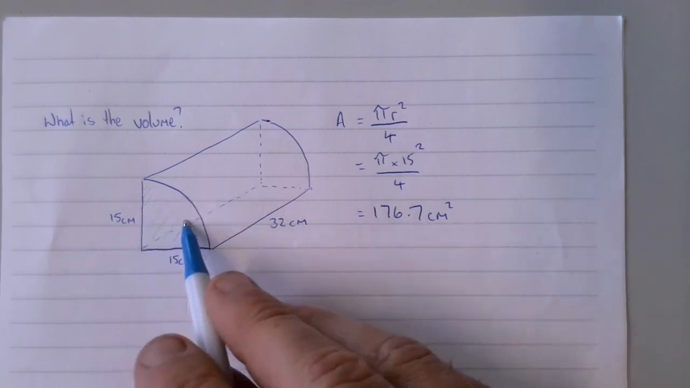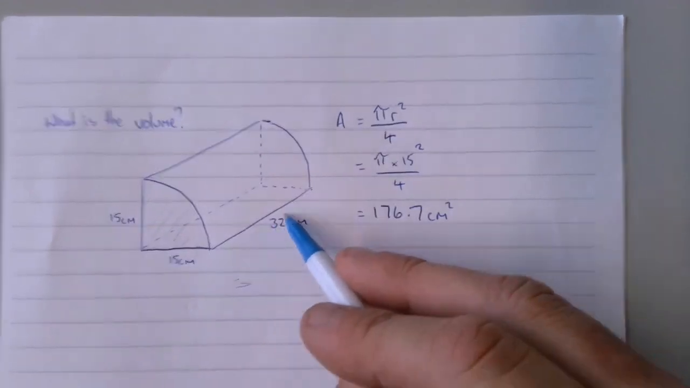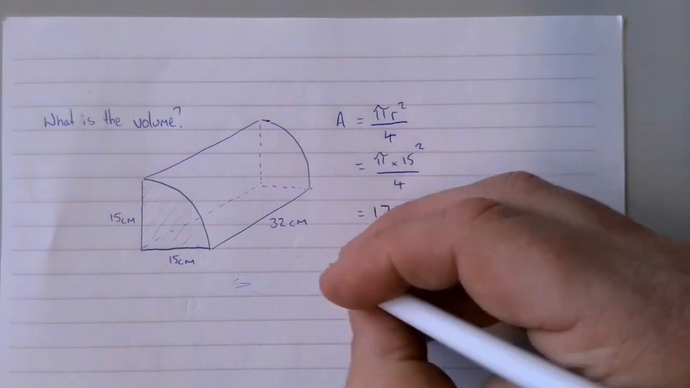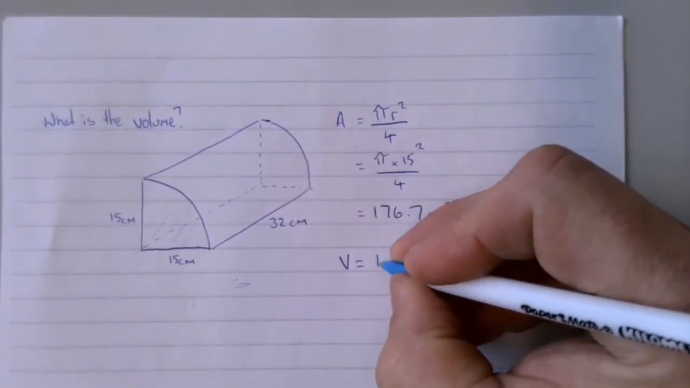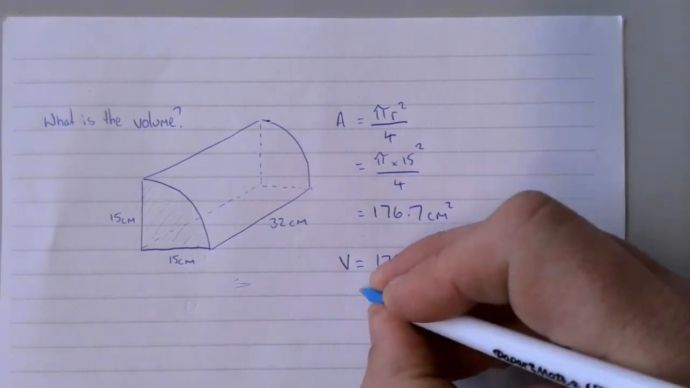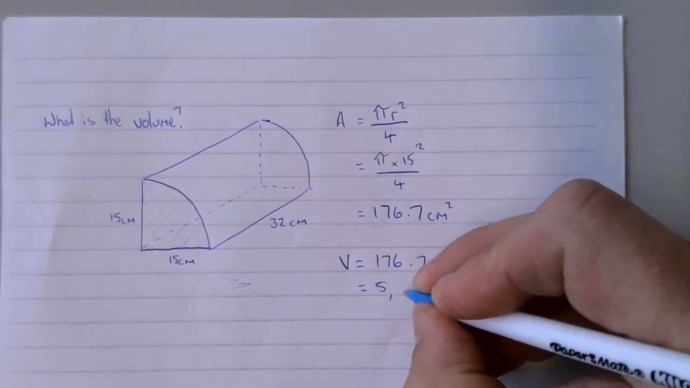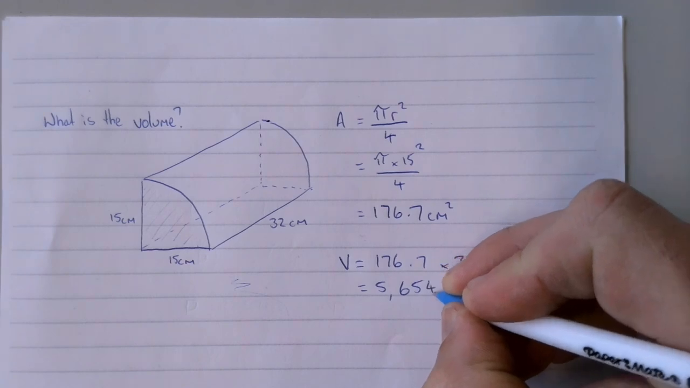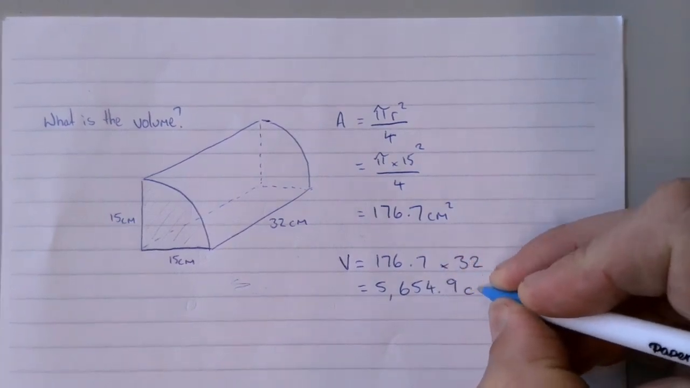Once you've found the area of this end, if you just times it by the length of the shape, you'll get the volume. So the volume will be 176.7 multiplied by 32, which will be 5,654.9 cubic centimetres.